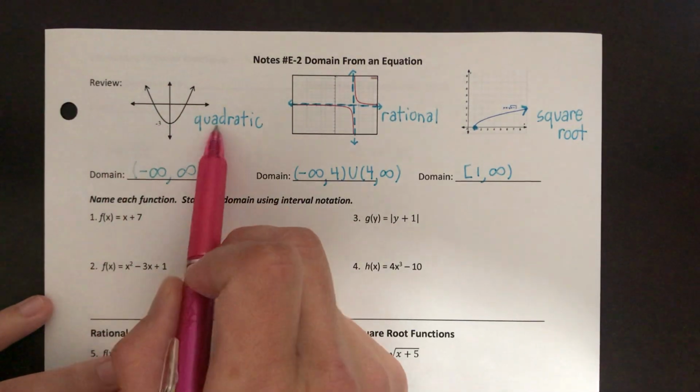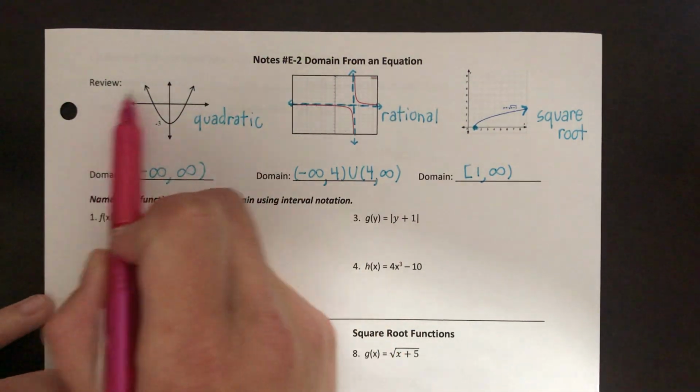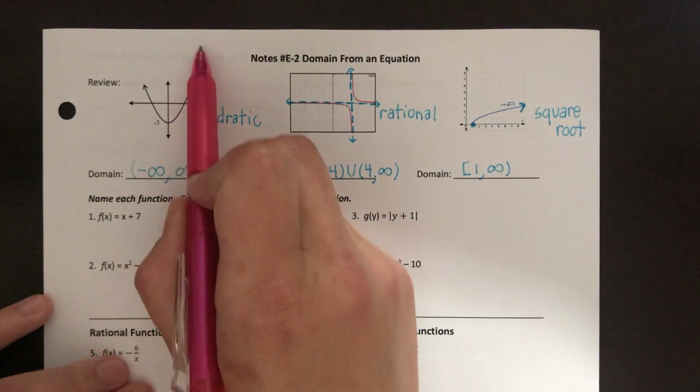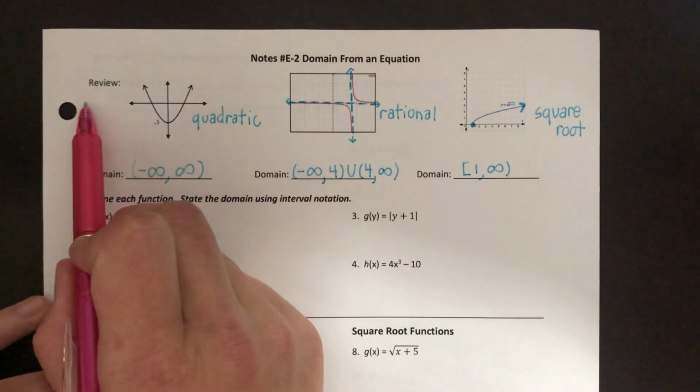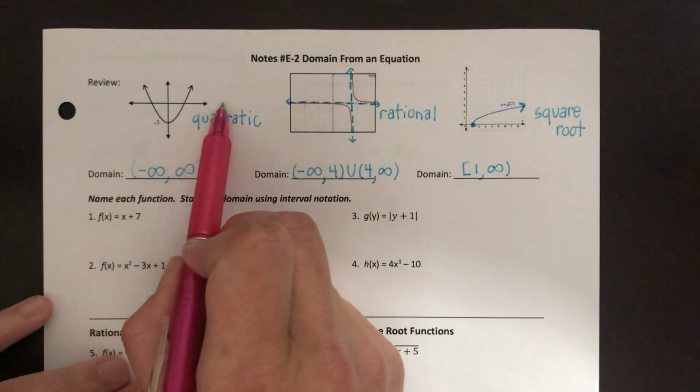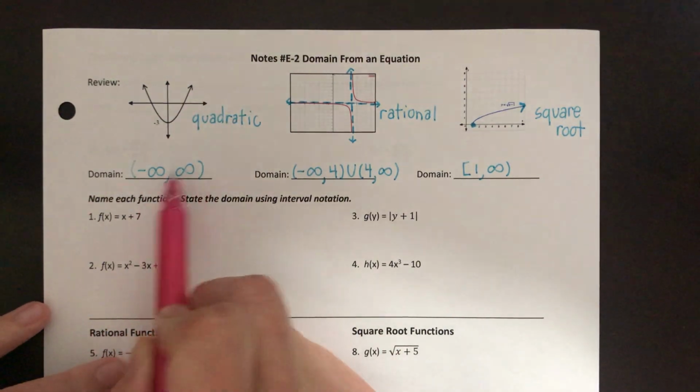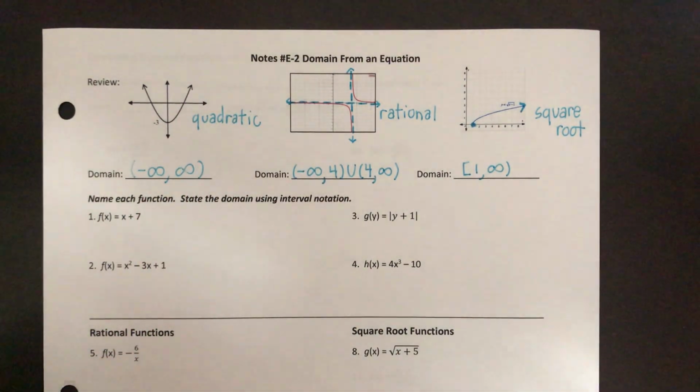And if you look at this quadratic graph here, you'll notice since this graph spans all the way left, all the way right forever, that means that every single x value gets used. Okay, so hence the negative infinity to positive infinity for the domain.